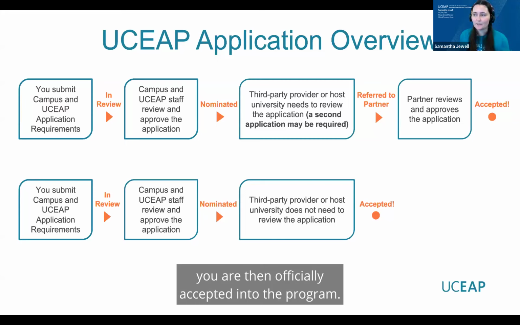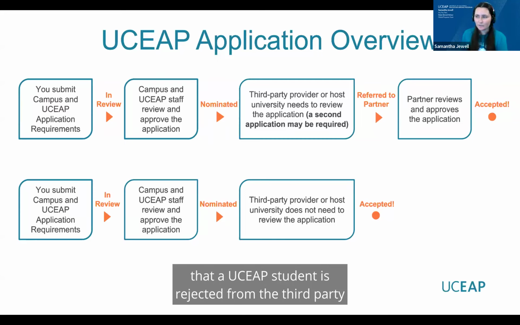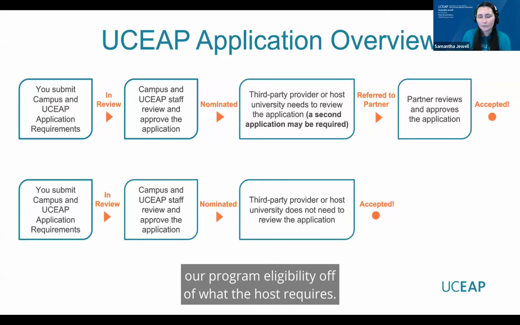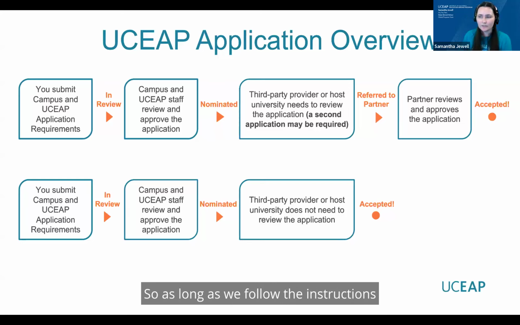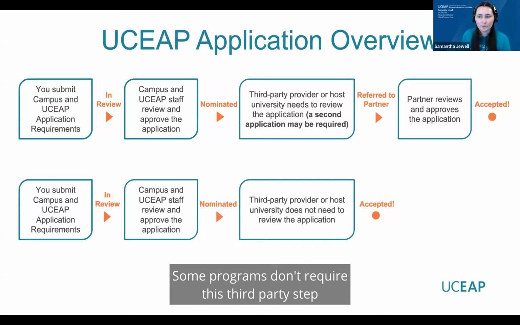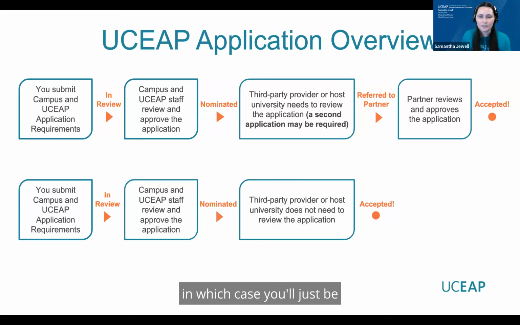into the program. It's very rare at this stage that a UCEAP student is rejected from the third party or host institution. UCEAP bases our program eligibility off of what the host requires. So as long as you follow the instructions and submit a complete and correct host institution application by the deadline, you should be officially accepted into the program. Some programs don't require this third-party step or host university step to review your application, in which case you'll just be directly accepted into the program.